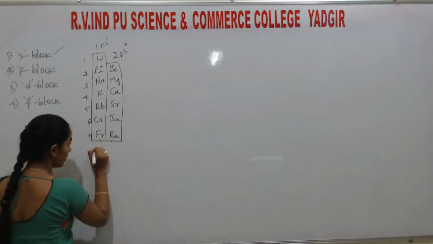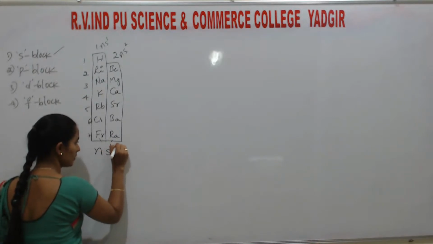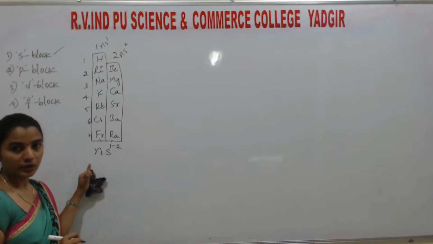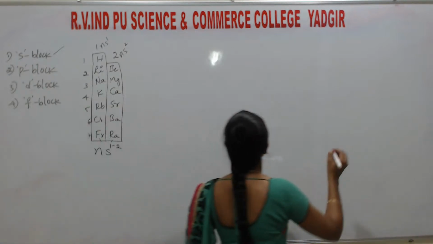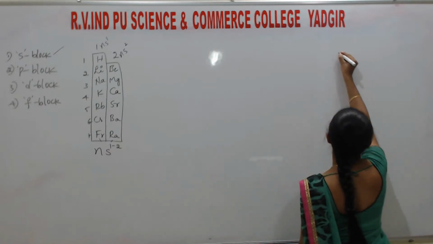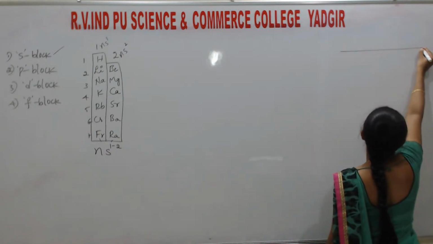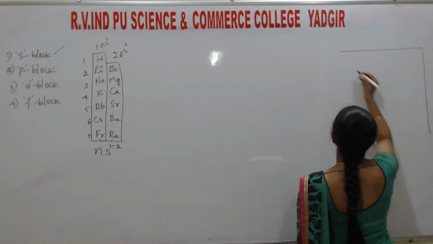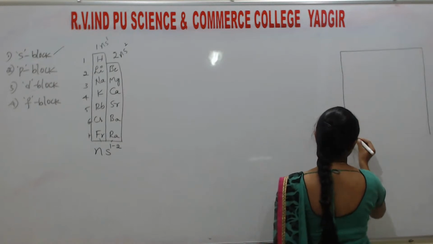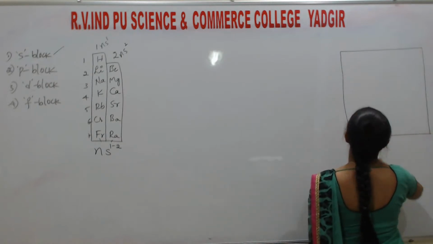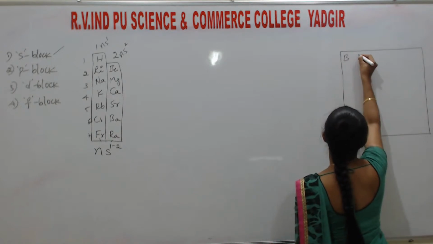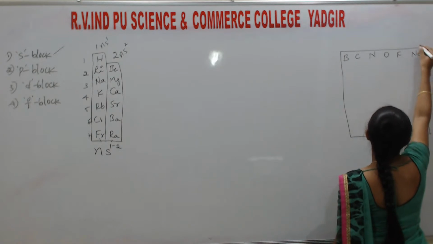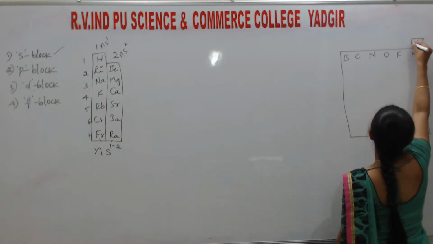Here I write the general electronic configuration ns1 to 2. That completes the s block. Next, I write the p block here. So here: boron, carbon, nitrogen, oxygen, fluorine, neon, and here helium is there.